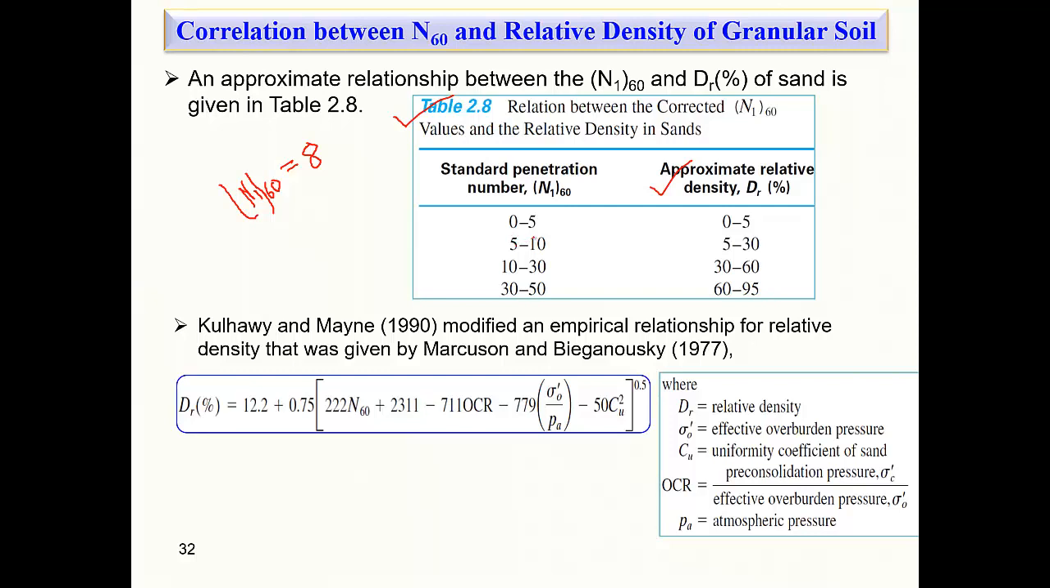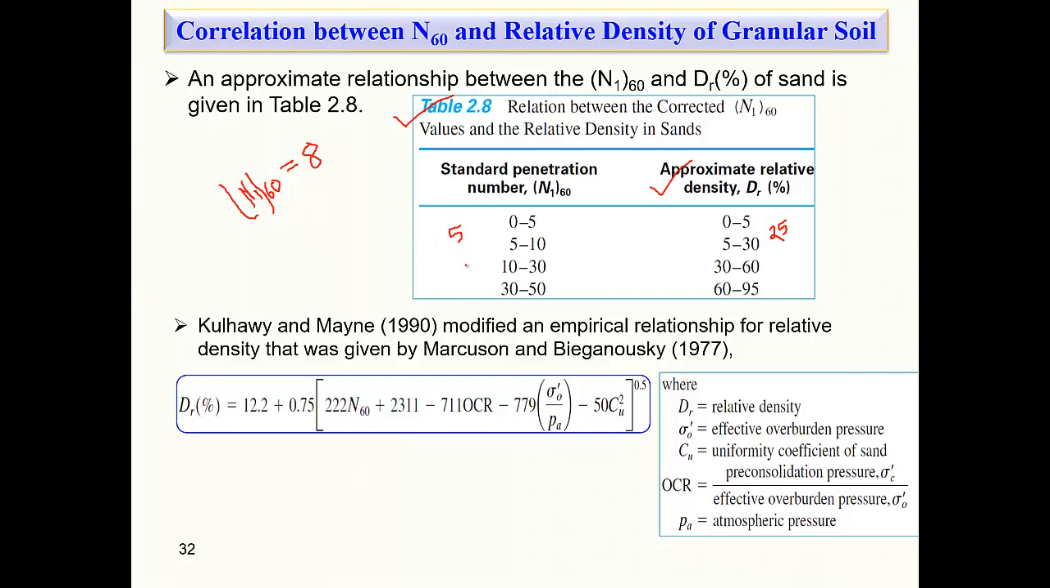So I'm telling you again how you can do the interpolation. This 8 is placed between 5 and 10 here. So you can find the difference. 5 to 10, what is the difference? 5, right? Yes, five. And for the relative density, 5 to 30, the difference is 25. Okay.